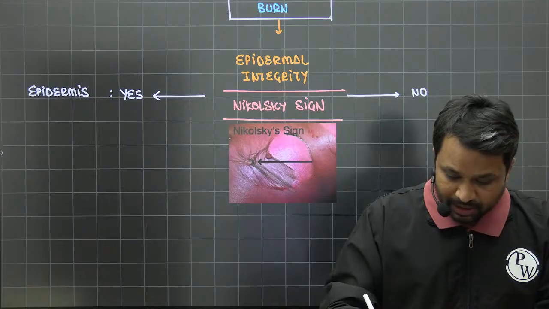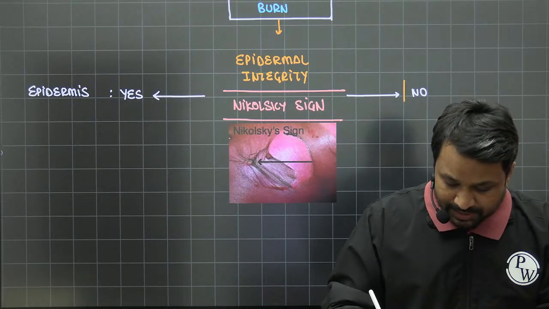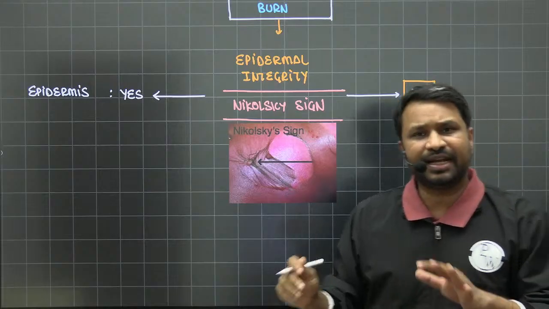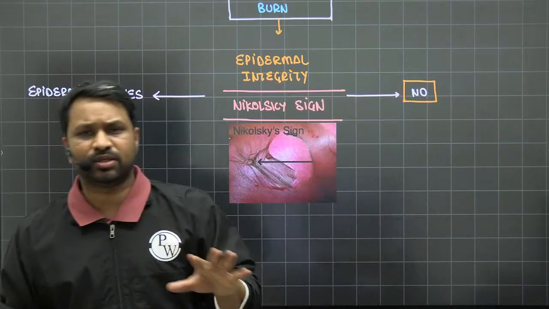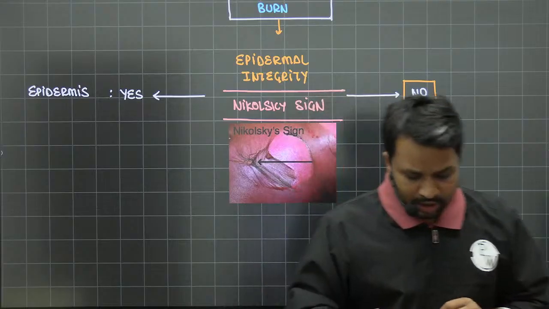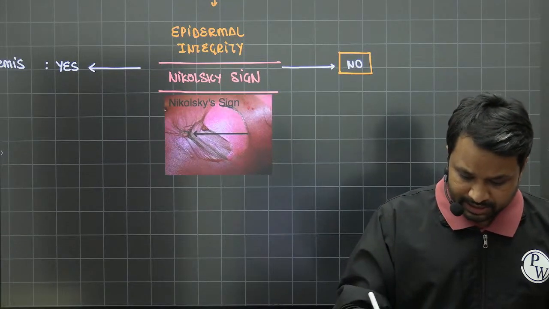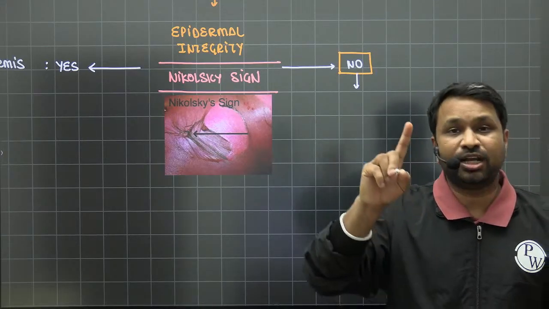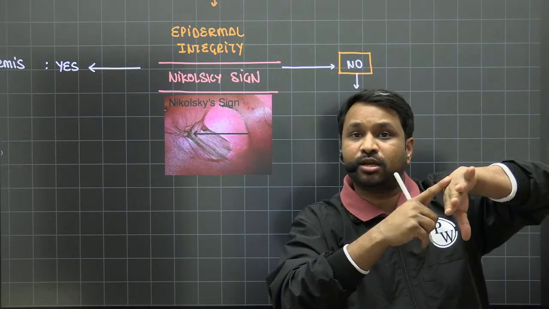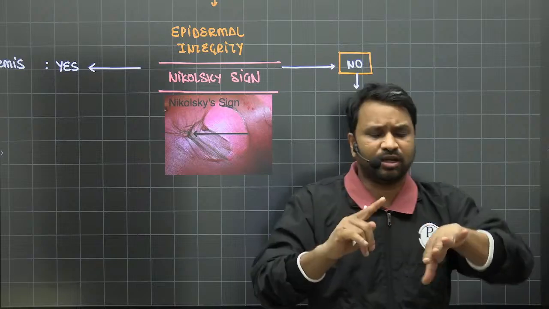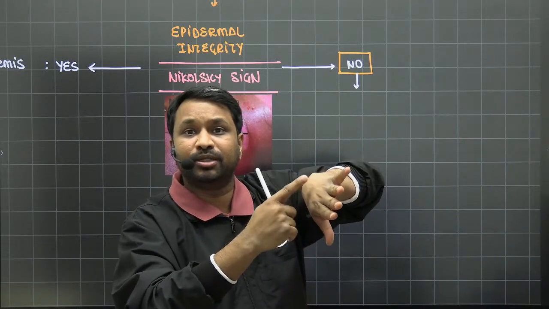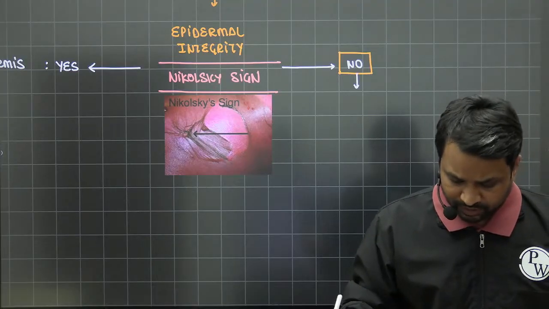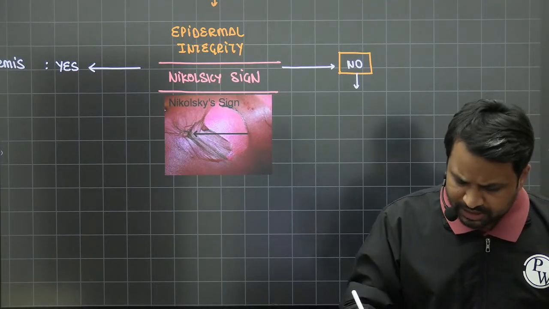Now, if the epidermal integrity is lost, that means as I swipe my finger, you see the skin peeling off. That means the integrity of the epidermis is lost. We say the Nikolsky sign has been demonstrated here. Now, if the epidermal integrity is lost, what are you going to do? I'm going to put on a glove and gently rub the wound with my finger, right? So this is what you call running a gloved finger over the burn surface area.